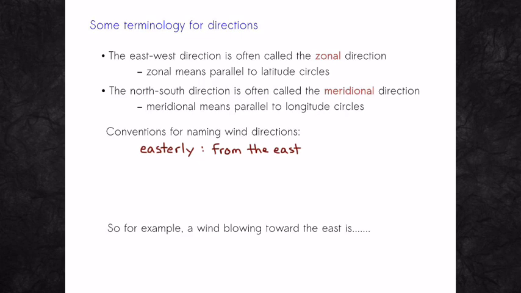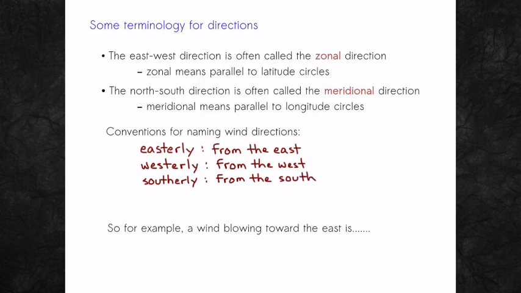Or for example, if we have the term westerly, it's the same deal. We've got west, we added the suffix -erly, and that means a wind from the west. Same deal for the other two directions, northerly and southerly. I bet you can guess those. For instance, southerly is going to be a wind from the south.